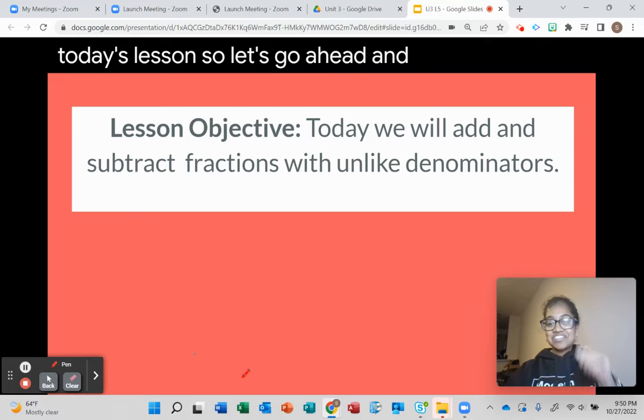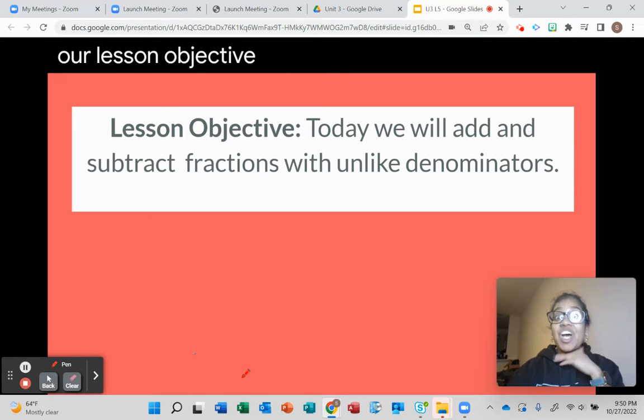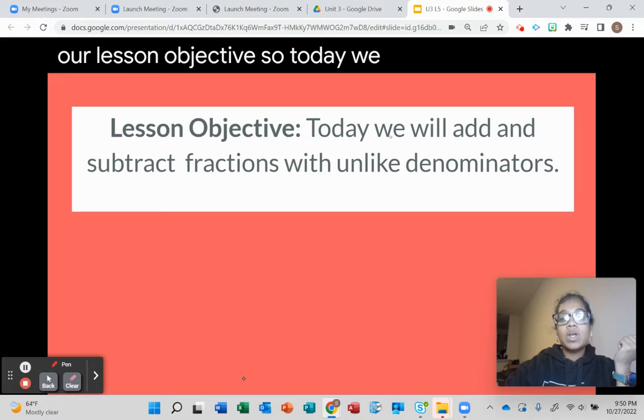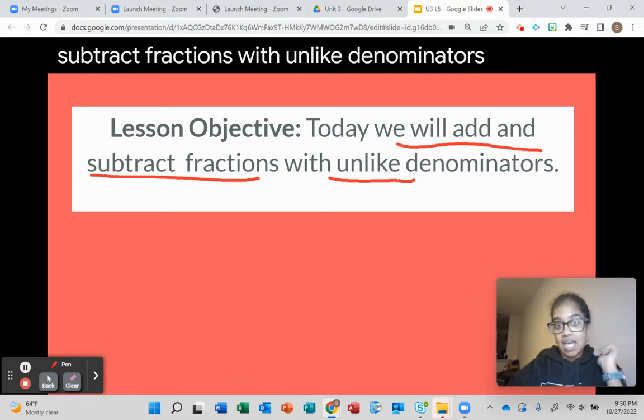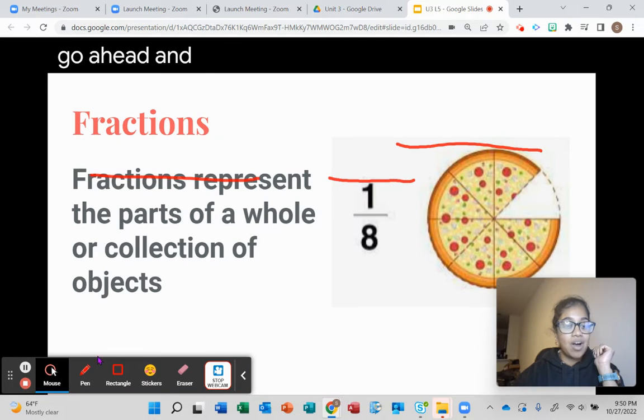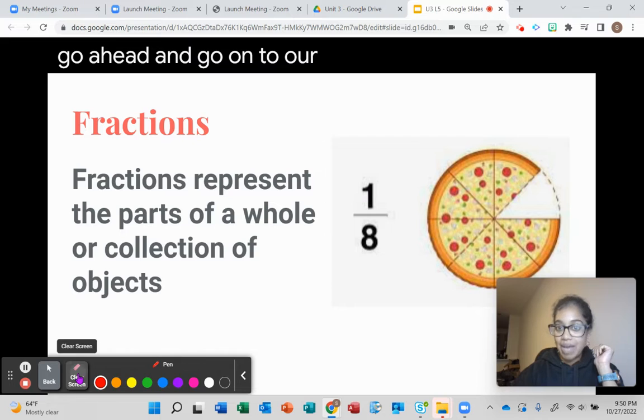So let's go ahead and get started with our lesson objective. Today we will add and subtract fractions with unlike denominators. Okay, let's go ahead and go on to our vocabulary.